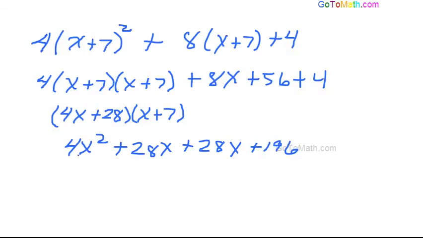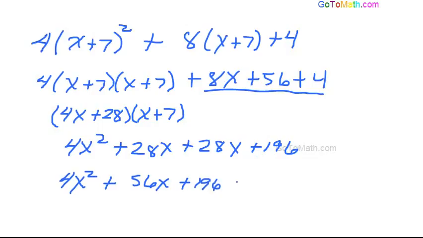Let's just clean this up before we go any further. So 4x squared plus 56x. Is that 56? Yeah. Plus 196. Let's go ahead and add the rest of what we had over here. So this is plus 8x plus 56 and then plus 4. So now what we want to do is collect up all our like terms, and we've only got one with the exponent of 2.